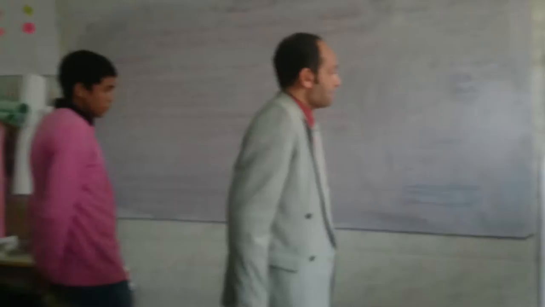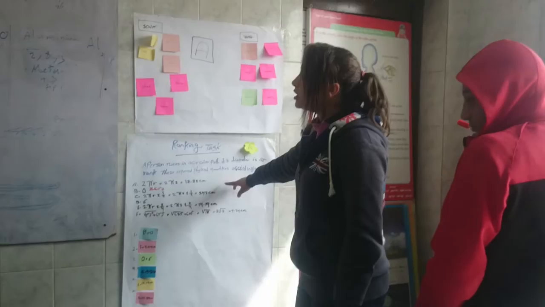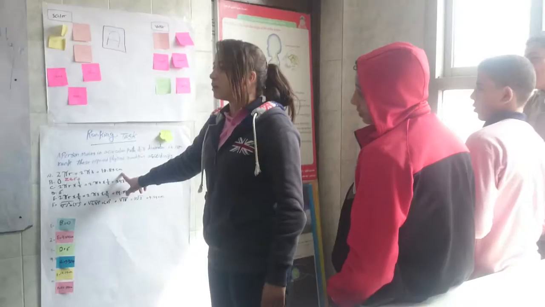Okay? D, the displacement of moving half the circle. Why? While moving half the circle, the person will move, say the circle here, the person will move half the circle right here. Half circle means the diameter. Very good. Do you agree? Is it okay?